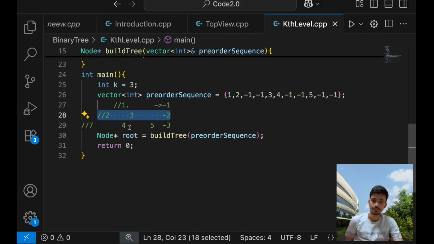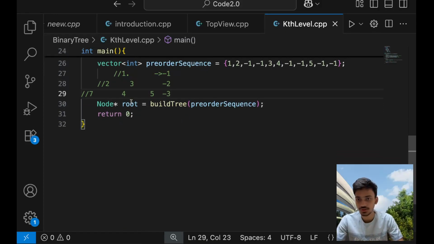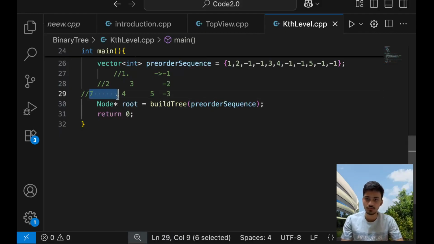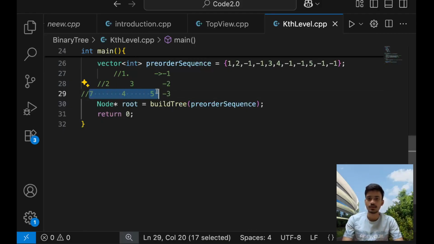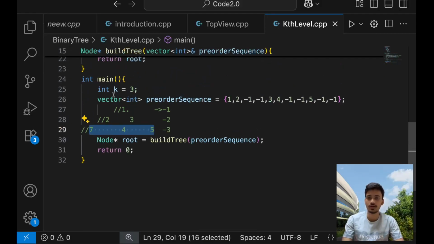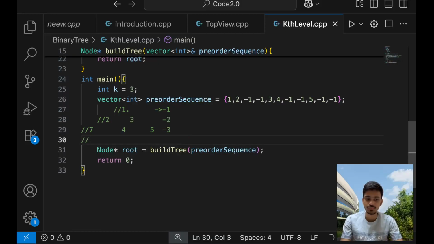So what we want to do is that we are required to print the elements in the kth level, that is the third level. We need to print the elements like 7, 4 and 5.